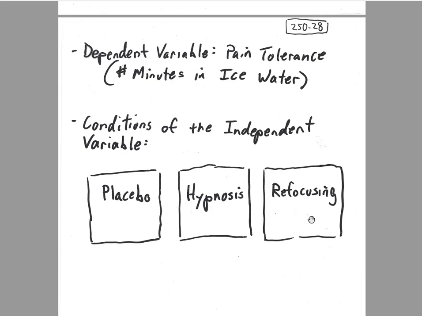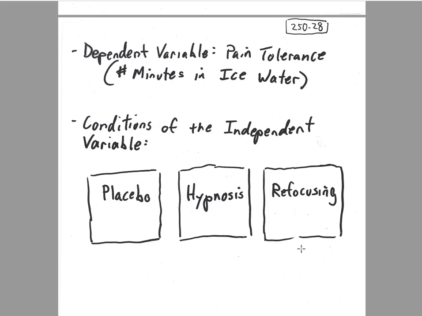And then you've assigned 1/3 of your people to a refocusing condition. These are the people that you really care about. You teach them how to focus their attention on something else in the environment, such as a ticking clock, rather than their arm that's hurting because it's in the bucket of ice water. You're hoping that this refocusing strategy will increase the number of minutes they can keep their hand in the bucket of ice water.